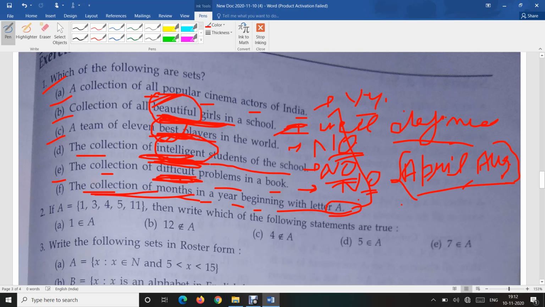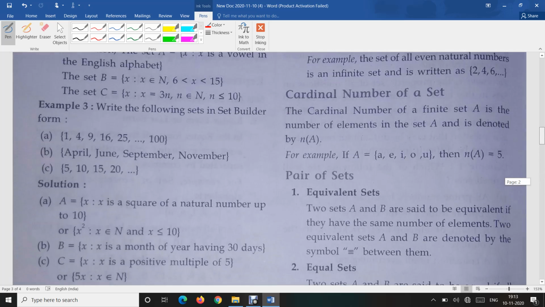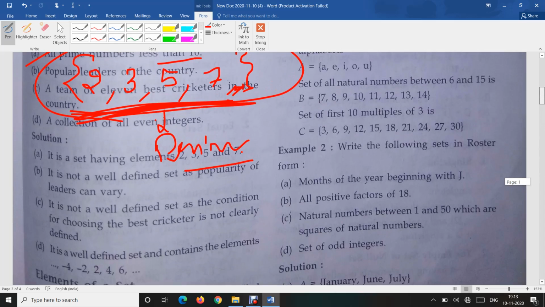Only two months in a year begin with the letter A, and according to you the answer will be the same, and according to me the answer will be the same, and according to anyone else the answer will be the same, that is April and August. That means it is related, also it is well defined, that means it is a set. Okay, I hope you understand the definition of sets and what sets are. Now let us move towards the next topic.